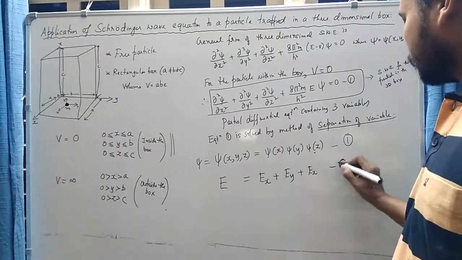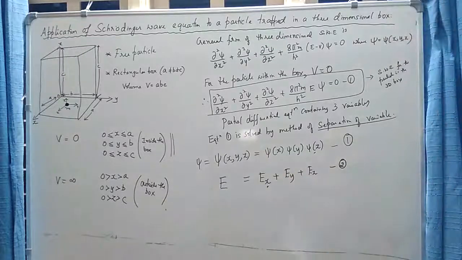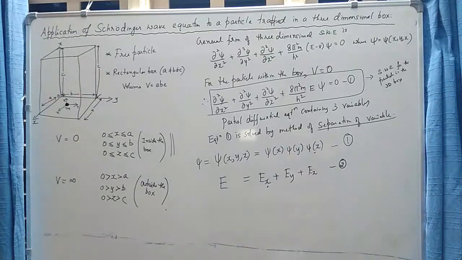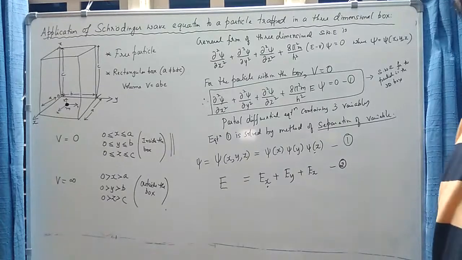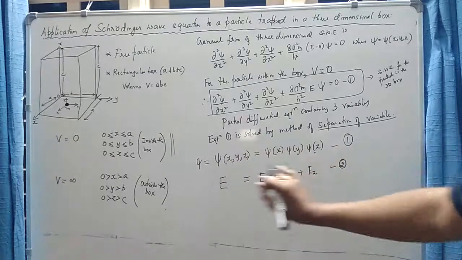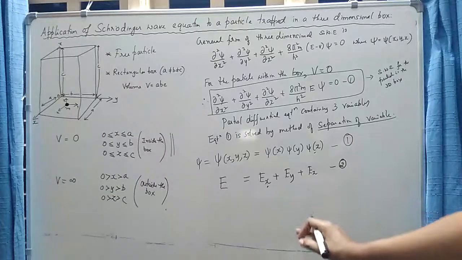Don't confuse the meaning of Ex, Ey and Ez. Ex does not mean that the energy of the particle depends on the position x, or Ey does not mean that energy depends on the y position of the particle. Similarly, Ez does not mean that the energy of the particle depends on the position of the particle along the z-axis. Ex means it is the energy of the particle when it is moving along the x-axis. Similarly, Ey and Ez mean the energy of the particle when it is moving along the y and z axis respectively. So remember this step: wave functions are always multiplied, energies are always added. You cannot multiply energy.